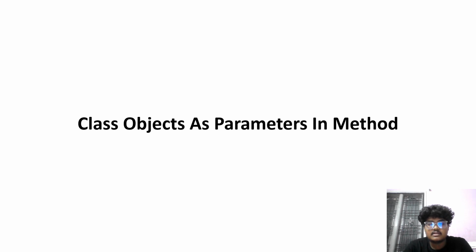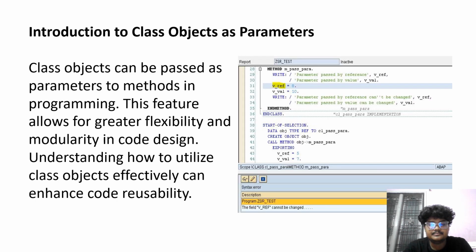Class objects as parameters in method. Introduction to class objects as parameters. Class objects can be passed as parameters to methods in programming. This feature allows for great flexibility and modularity in code design. Understanding how to utilize class objects effectively can enhance code reusability.